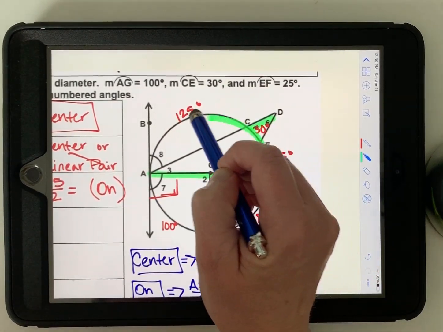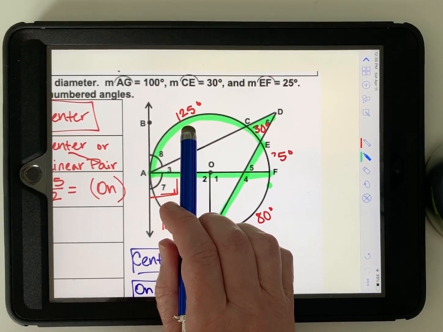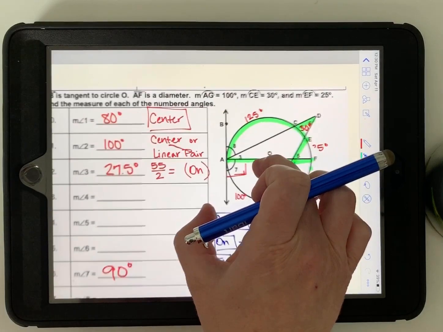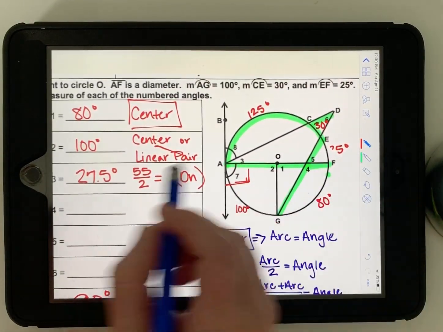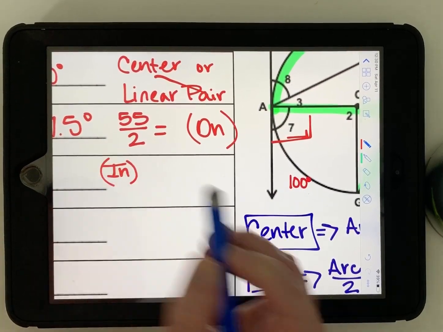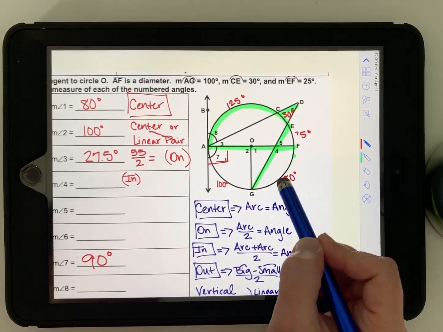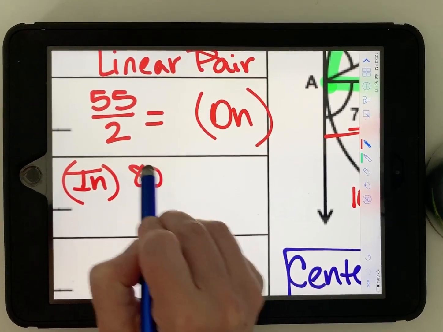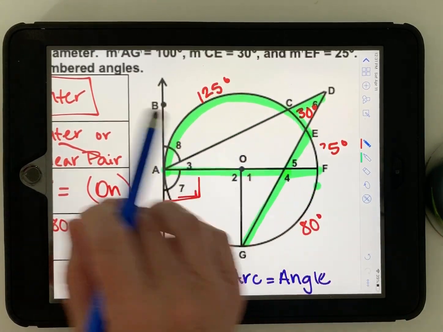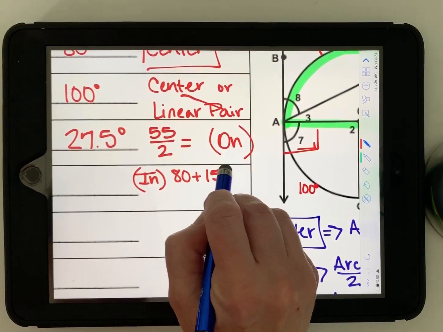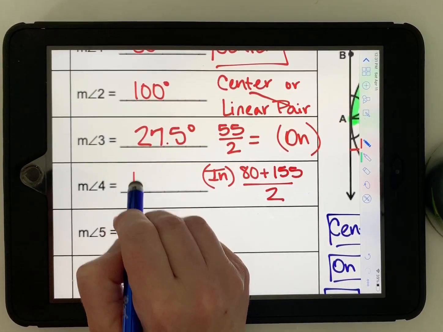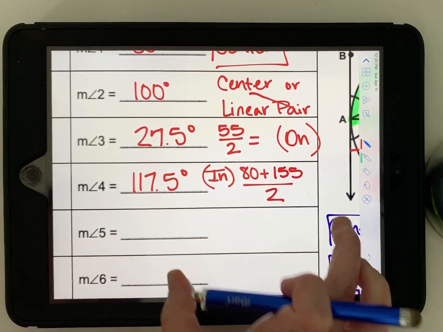We can see that it opens up all of that. So we have to put together the 125 and the 30 together to make that angle. So I'm going to write here that we're going to use the formula for in. And our first arc was 80, plus our second arc, those two combined, so 125 and 30, which gives me 155. And we divide that by 2, and that's going to give us 117.5 degrees.